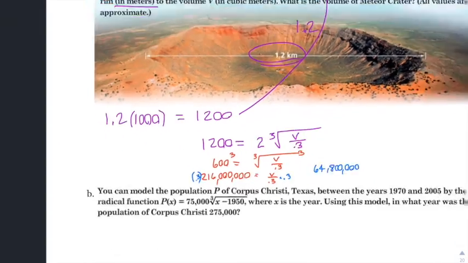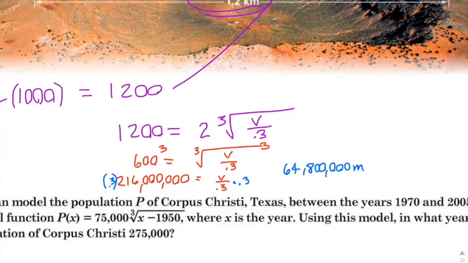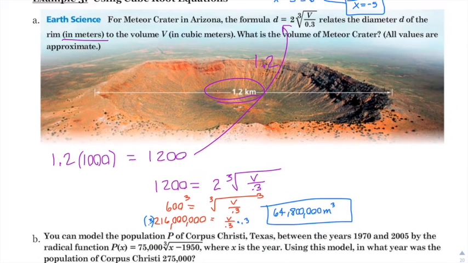And this is in meters, so in meters cubed, actually. So there you go, that is how you do that problem. The big thing to look out for is watching your units. But pretty much all of the steps are what we've been doing in the previous days: to get rid of cube roots, you cube both sides and you'll be good to go.